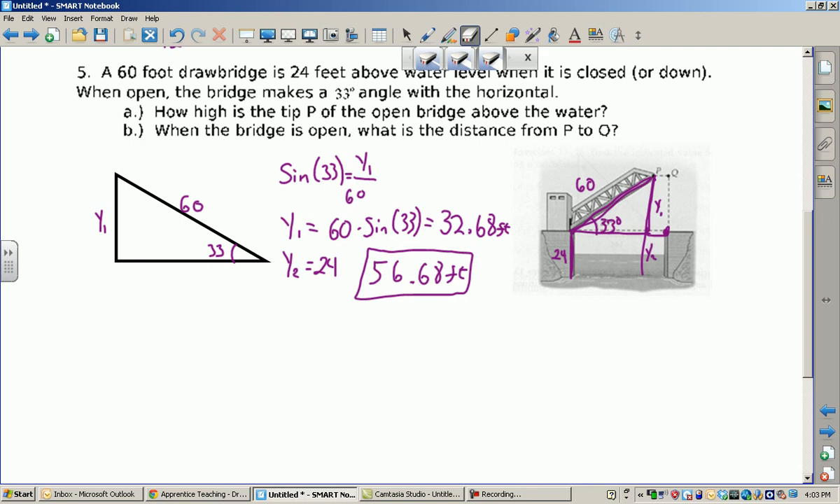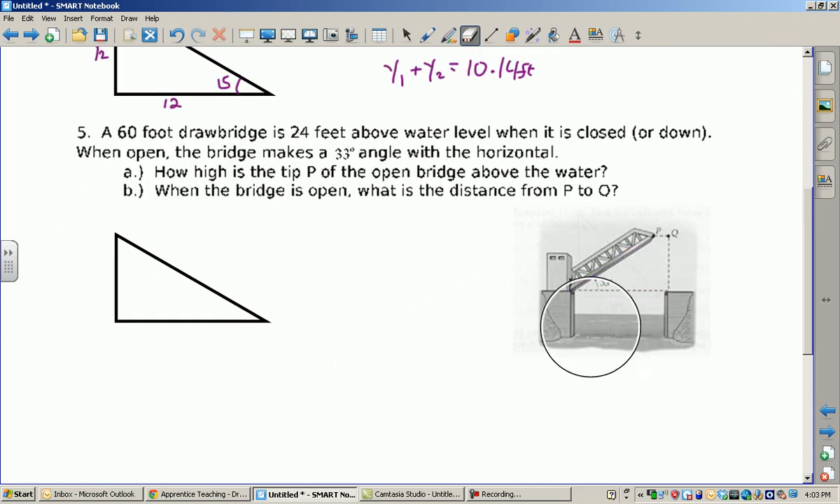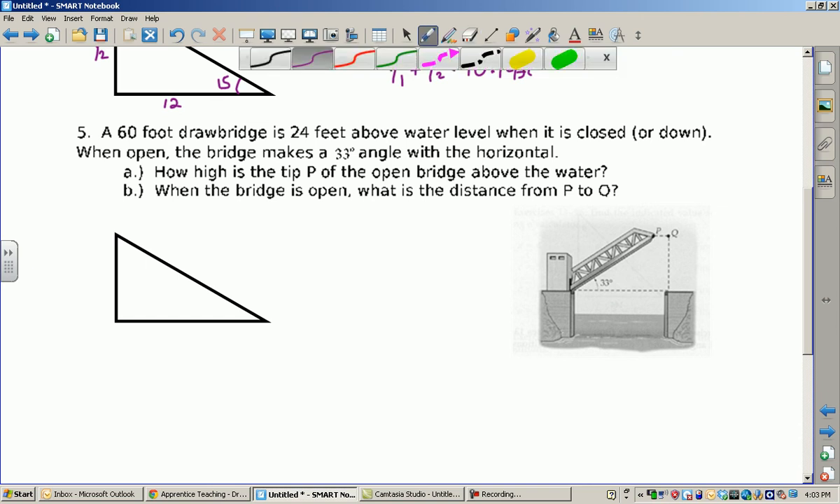Now, I'm going to give you a moment, then I'm going to erase this so I have more room for part B. Okay, guys, let's finish this problem. So I got part B to deal with. Part B is asking, when the drawbridge is open, such as it is in the picture, what is the distance between point P and point Q? Q is on the other side of the drawbridge, and it's 60 feet away from this side.